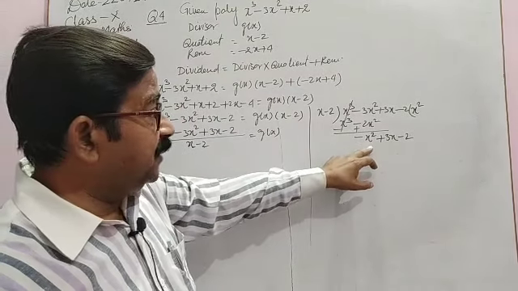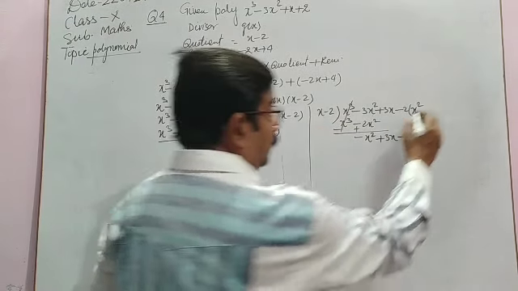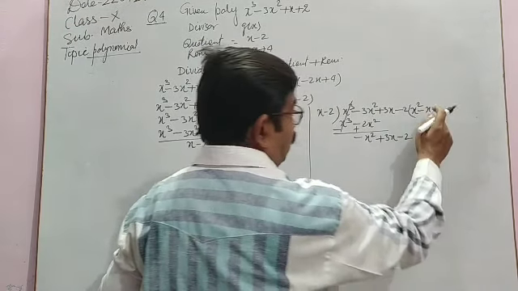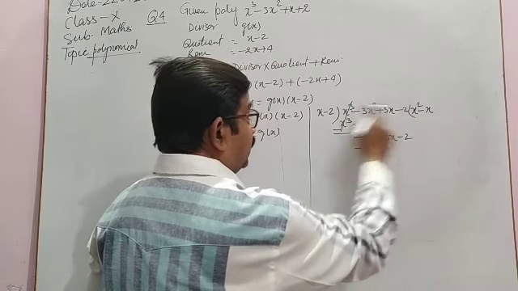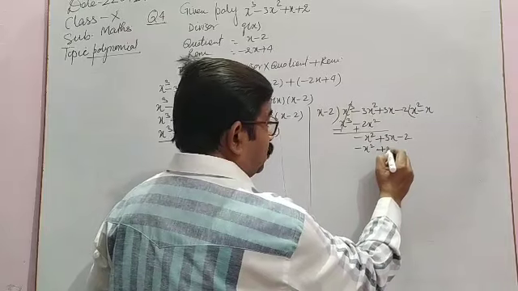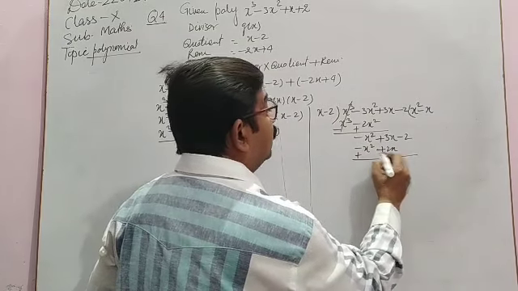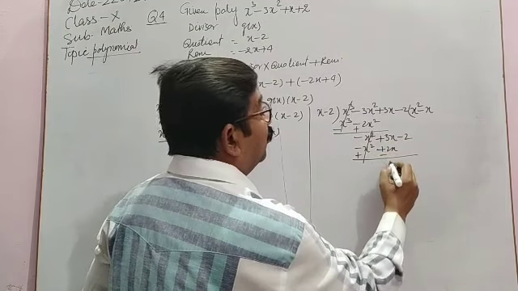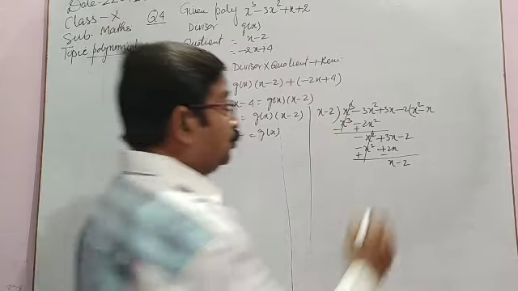Now its degree is 2. Here the divisor's degree is 1. Minus sign times, so minus x times. Minus x into x is minus x square, minus x into minus 2 is plus 2x. Change the sign, plus and minus. This will go. What is left? x minus 2. And here it is also x minus 2.